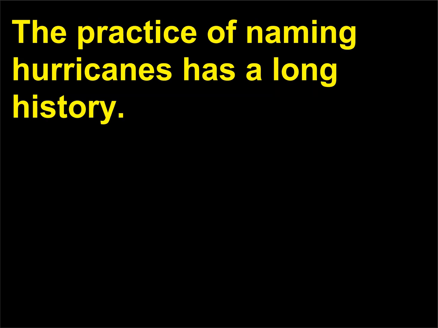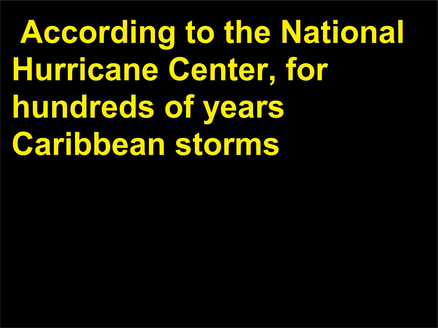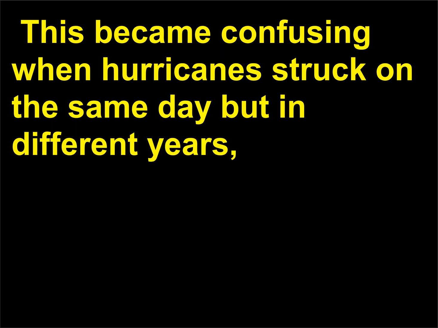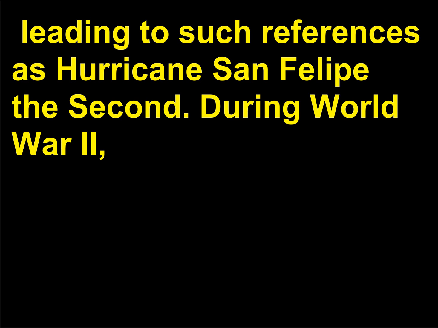The practice of naming hurricanes has a long history. According to the National Hurricane Center, for hundreds of years Caribbean storms were named according to the saint whose liturgical day it was when the storm hit. This became confusing when hurricanes struck on the same day but in different years, leading to such references as Hurricane San Felipe II.